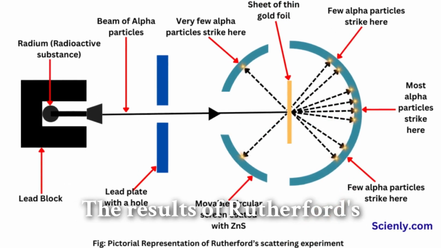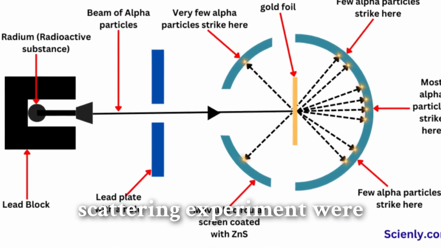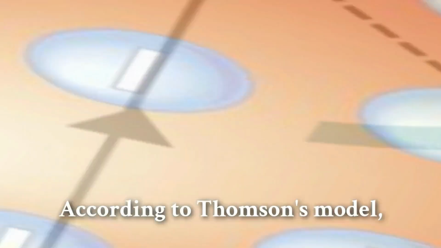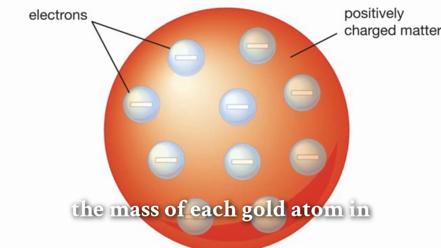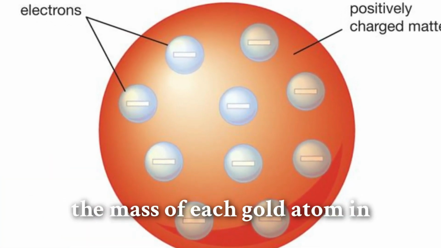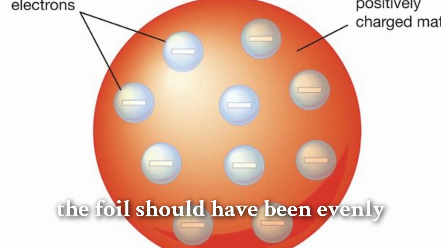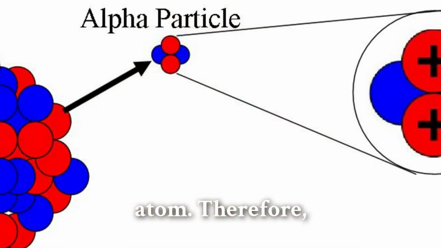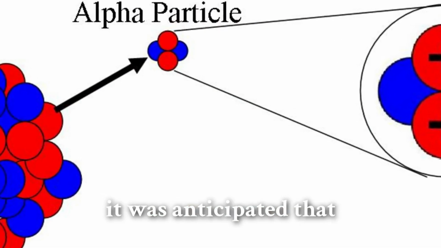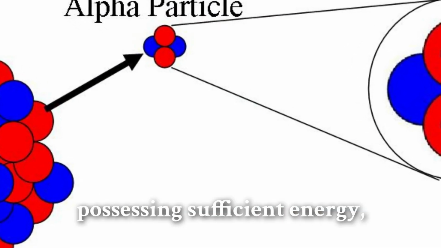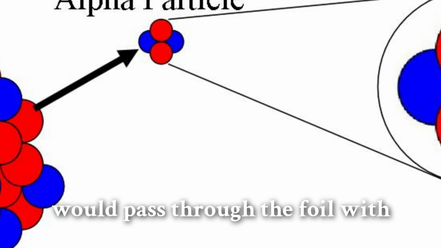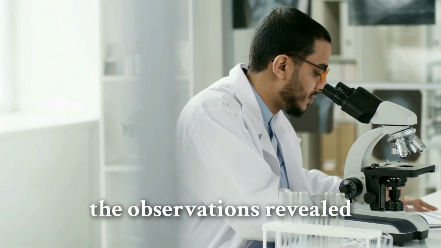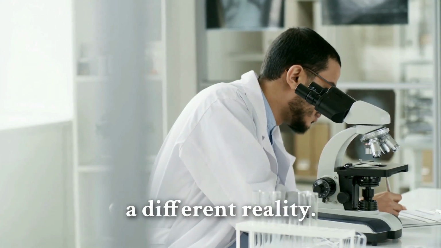The results of Rutherford's scattering experiment were unexpected and profoundly influential. According to Thomson's model, the mass of each gold atom in the foil should have been evenly spread throughout the entire atom. Therefore, it was anticipated that the alpha particles, possessing sufficient energy, would pass through the foil with minimal deflection. However, the observations revealed a different reality.